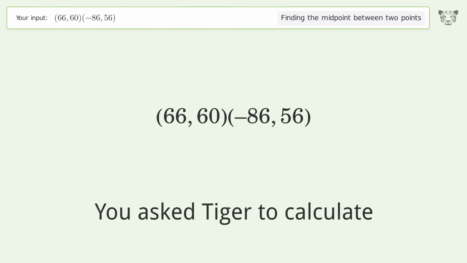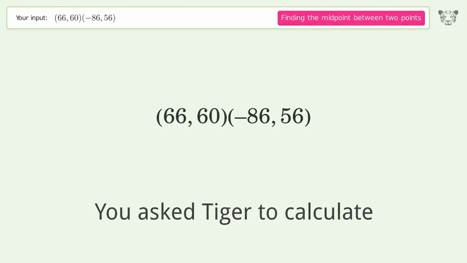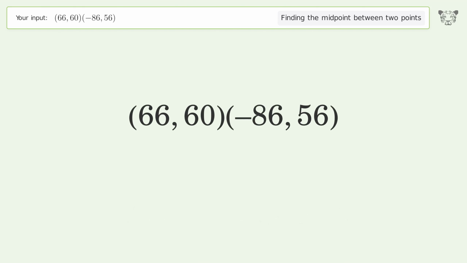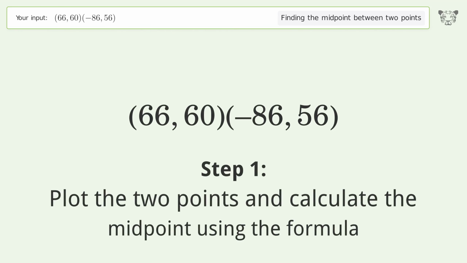You ask Tiger to calculate. This deals with finding the midpoint between 2 points. The midpoint between the 2 points is -10,58. Let's solve it step by step. Plot the 2 points and calculate the midpoint using the formula.